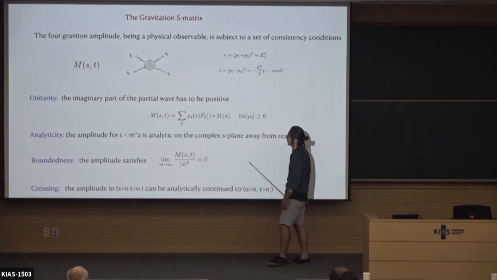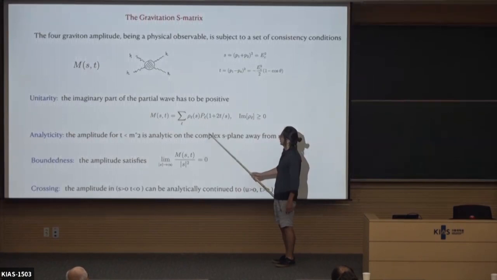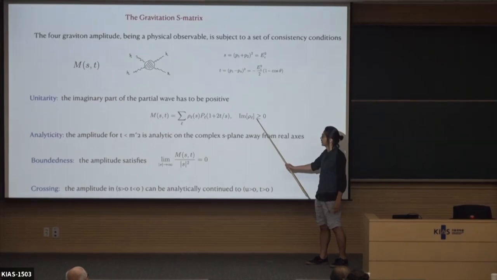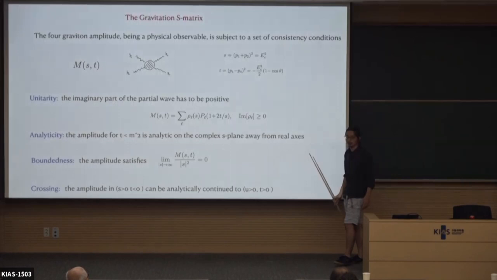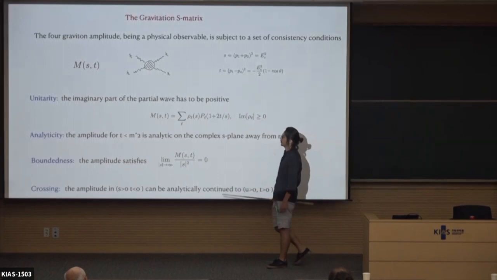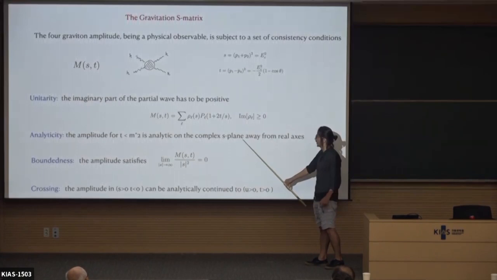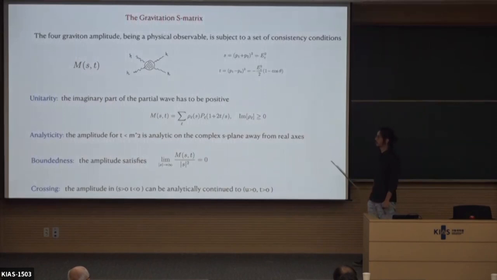which means that this amplitude can be written as a partial wave expansion, where the partial waves have the property that the imaginary part is positive. Of course, you can actually impose much more. This is essentially linear positivity; there are actually nonlinear constraints that you can impose. But right now in this talk, I'm just going to impose this condition. The second is analyticity: for t smaller than M squared, where M squared is set by your cutoff, the amplitude is analytic on the complex s plane away from the real axis. And this you can prove to various degrees using causality.